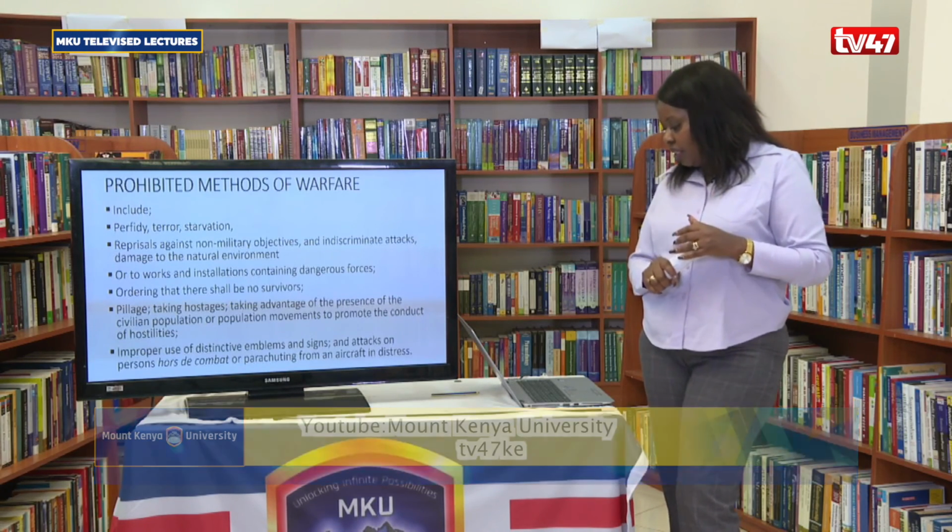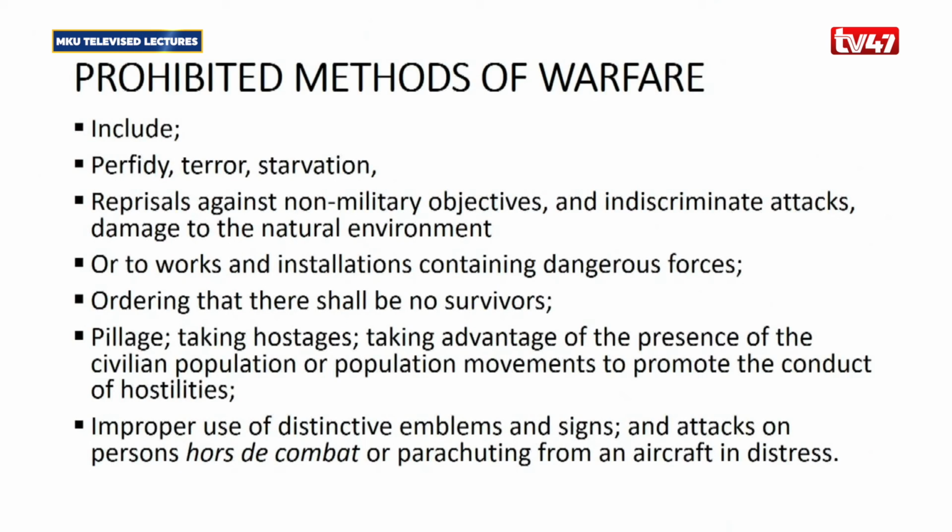Taking hostages and taking advantage of the presence of the civilian population is also prohibited. This we find a lot. Some of the targets that one is not allowed to attack under any circumstances are hospitals, schools, churches. Sometimes rebels will go and hide there. Even the military are not allowed to go and hide in those areas with a view to attacking their enemy. That is also prohibited.